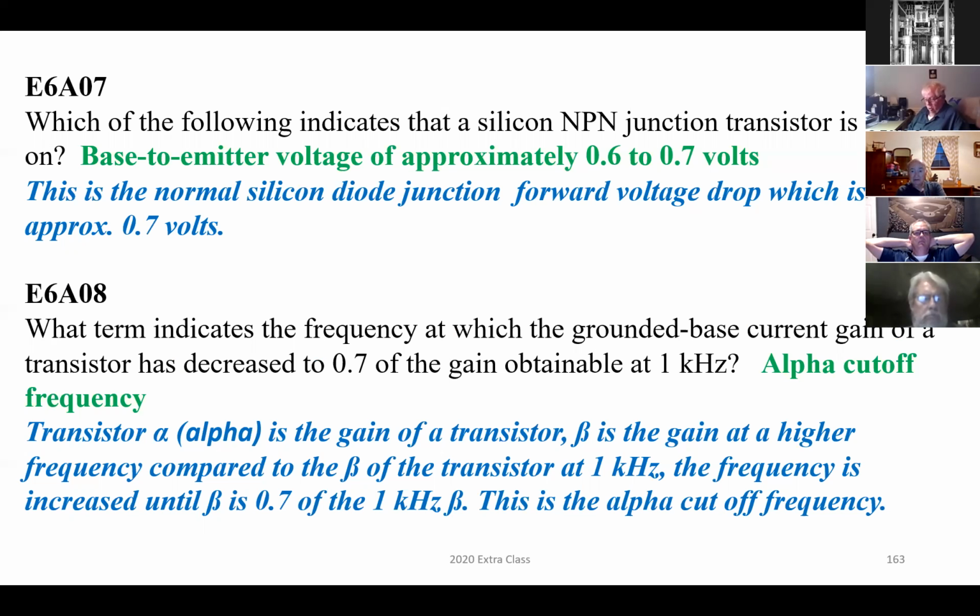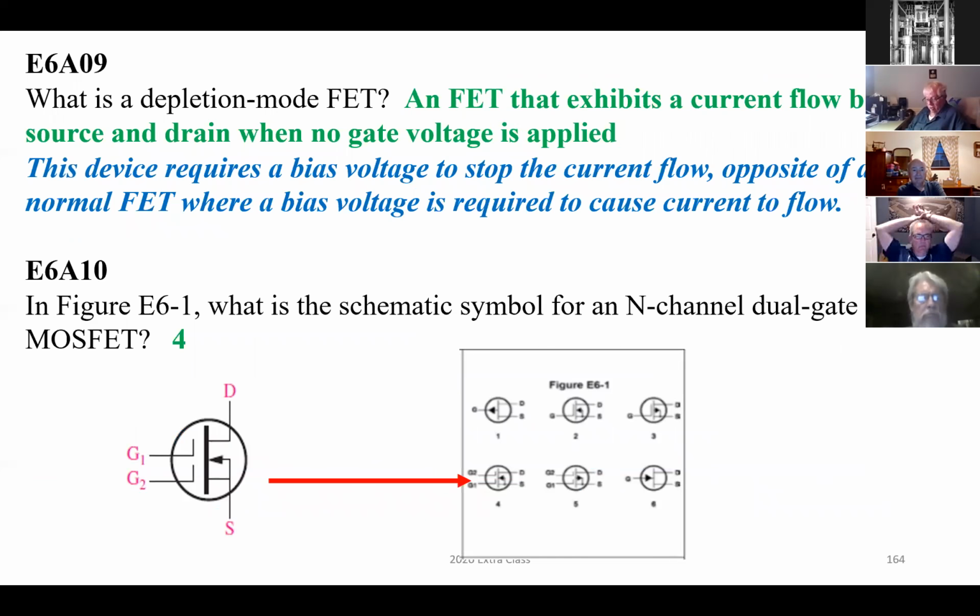8, what term indicates the frequency at which the grounded base current gain of a transistor has decreased to 0.7 of the gain obtainable at 1 kilohertz? D, alpha cutoff frequency. 9, what is a depletion mode FET? A, an FET that exhibits a current flow between source and drain when no gate voltage is applied.